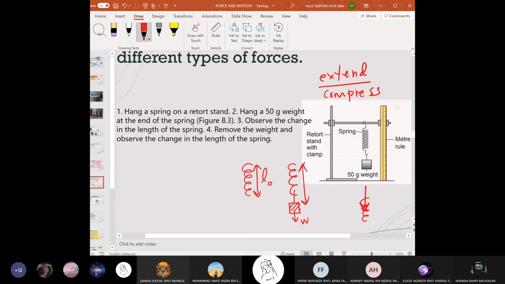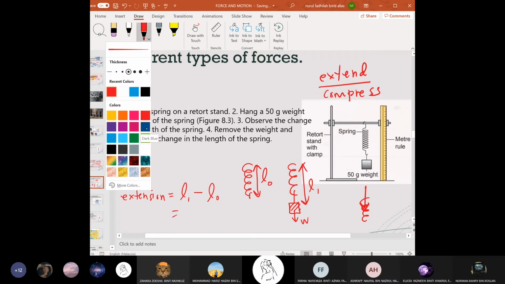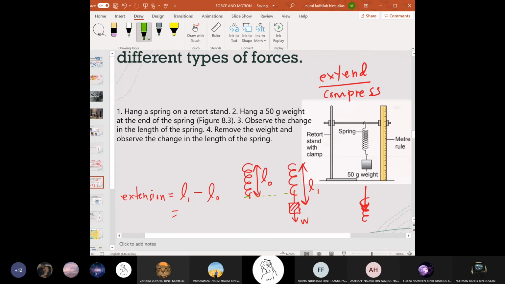So we have an extension. What is the extension of the spring? The extension of the spring is L1 minus L0. Where is the extension? Actually the extension is this one here, the difference. The symbol for extension is X. Do you understand what I'm trying to say?